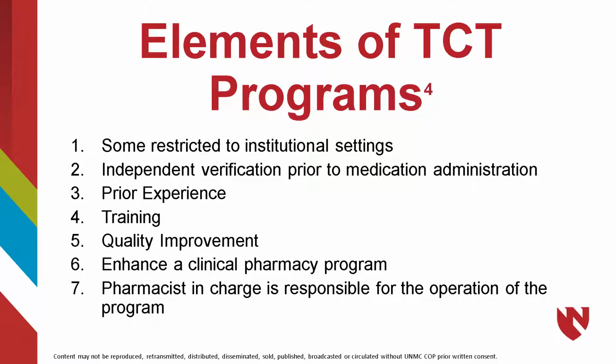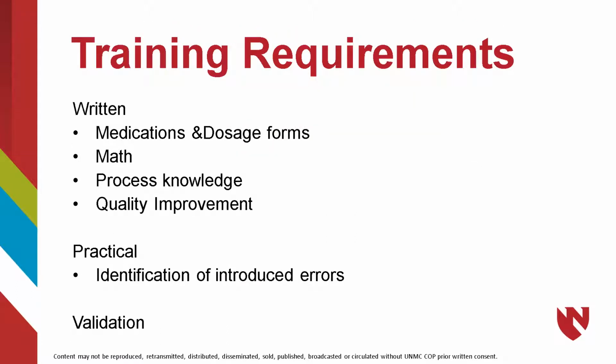So what does training include? There are 3 components. There's a written aspect. You will need to know medication and dosing forms. You'll be able to do math to calculate volume of medications or number of tablets for the dose. You need to have site process knowledge to prevent errors and be efficient. And you and the pharmacist will need to participate in quality improvement studies or evaluations.